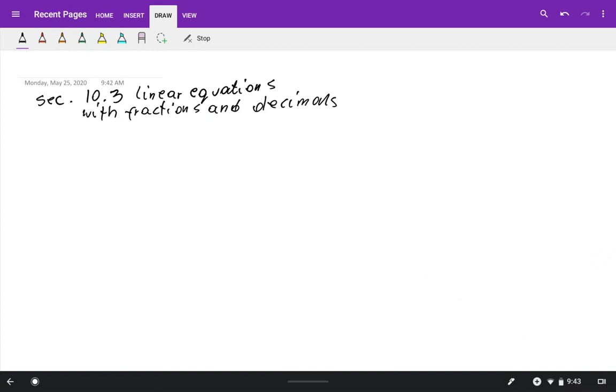Okay, guys. So today we're going to talk about linear equations with fractions and decimals. This is section 10.3. So first, I'm going to write down the steps of solving fractional equations.